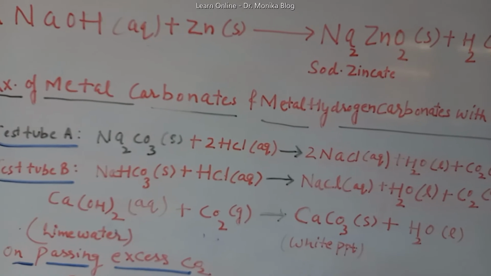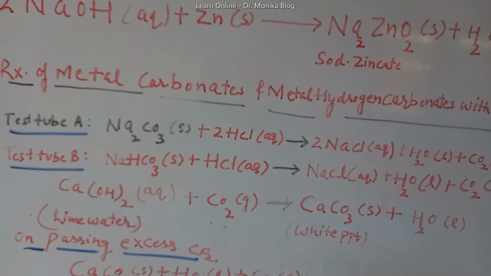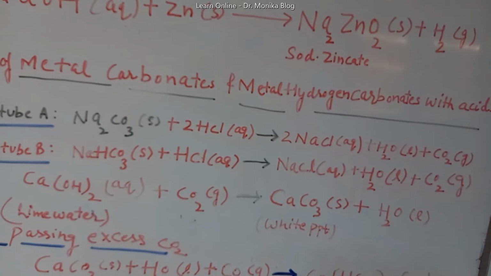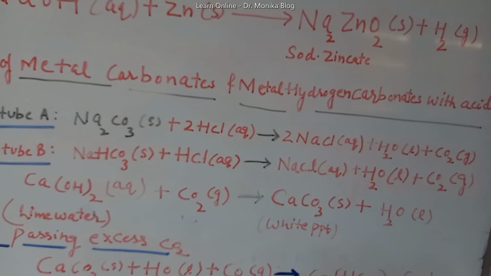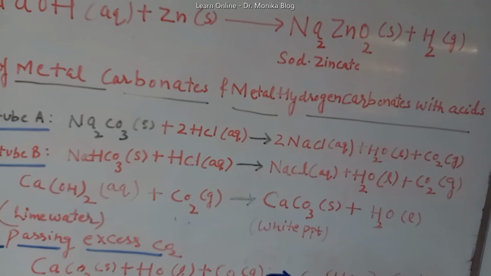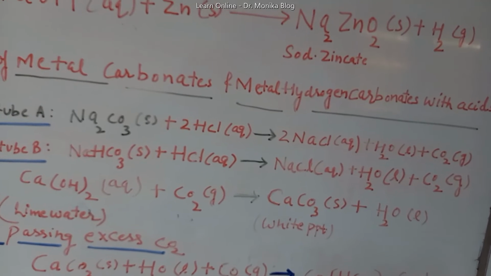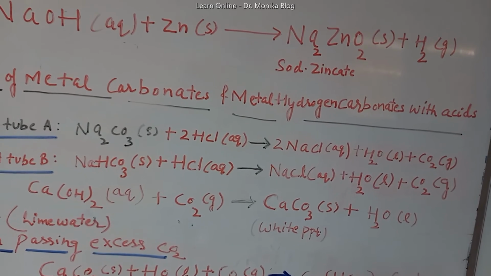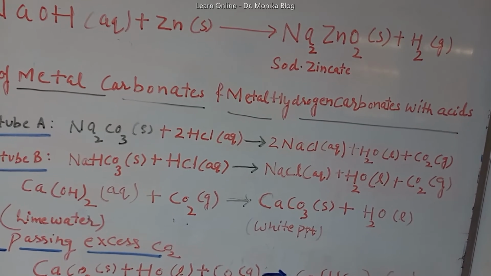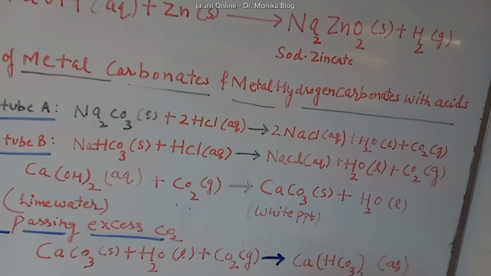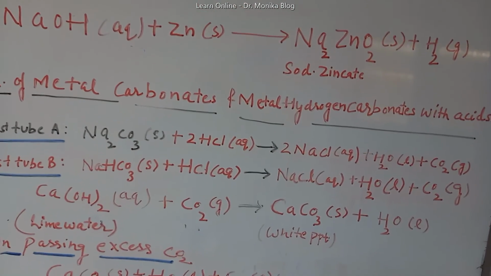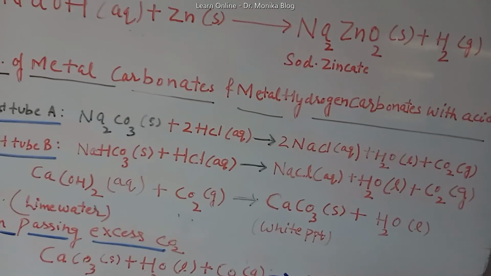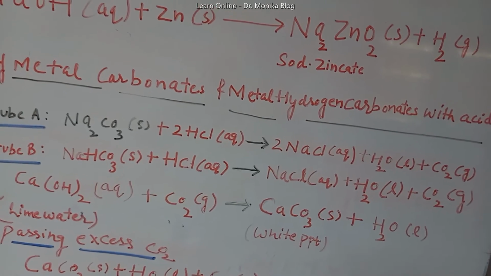First of all, we will take 2 test tubes and label them as test tube A and test tube B. After that, we will take around 0.5 gram of sodium carbonate in test tube A and around 0.5 gram of sodium hydrogen carbonate, that is NaHCO3, in test tube B. After that, we will add around 2 ml of dilute HCl to both the test tubes and observe the change.